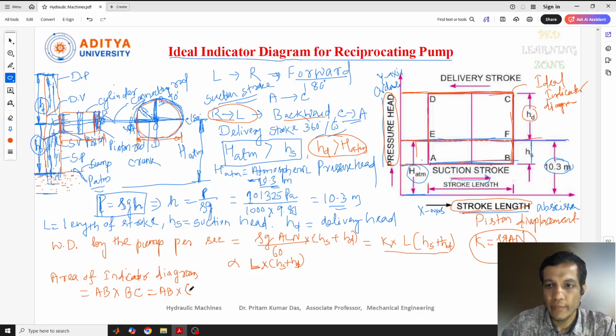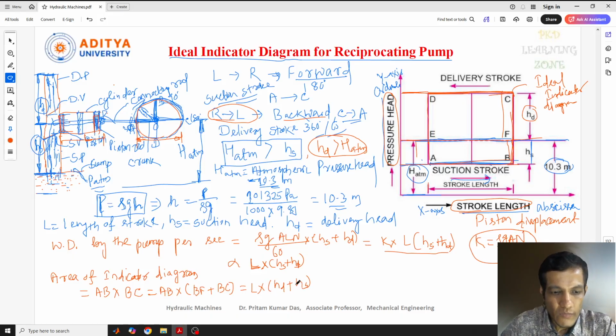BC equals BF distance plus FC distance. If you add both, we get the total height from this point to this one. So AB is nothing but L, and BC, that is BF plus FC, is nothing but HD plus HS. This one we have got previously. Now we have got the area of the indicator diagram.